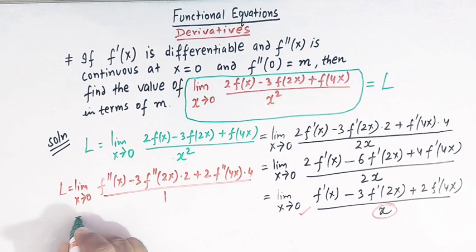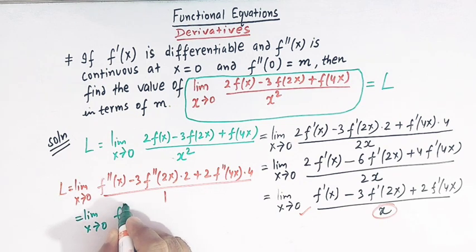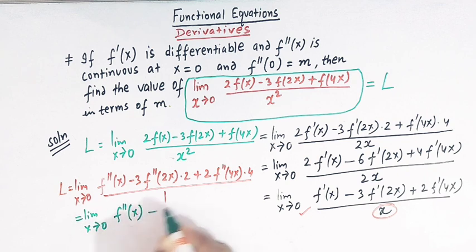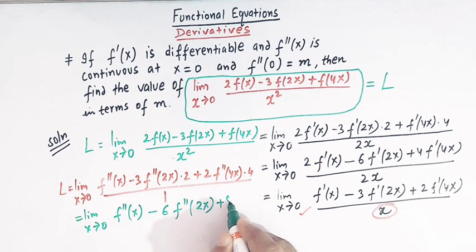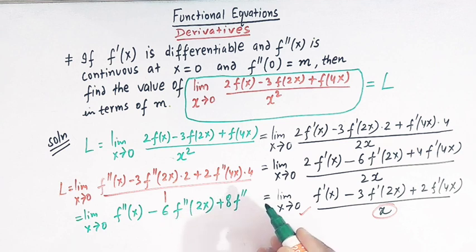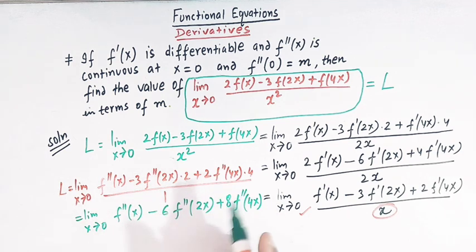So now we have limit x tends to 0 of f double prime of x, then we have 3 2s are 6, 6 f double prime of 2x, then we have 4 2s are 8, and then we have f double prime of 4x, right? And here we have now got rid of this denominator, right?